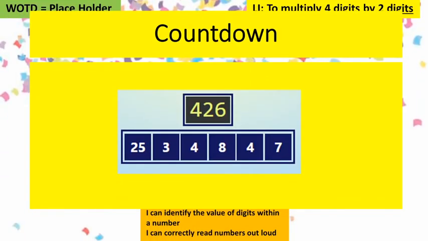Okay, so we have another edition of Countdown here. So we have our target number, which is 426, and we have our 6 numbers that we can use to get to that target number using multiplication, addition, subtraction, and division. So remember, you can use those numbers once. The numbers 25, 3, 4, 8, 4, and 7. So you've got 2 4s there. Okay, so pause the video, give yourselves a few minutes, see how close you can get to that. And once again, there are a few ways to get to that answer.